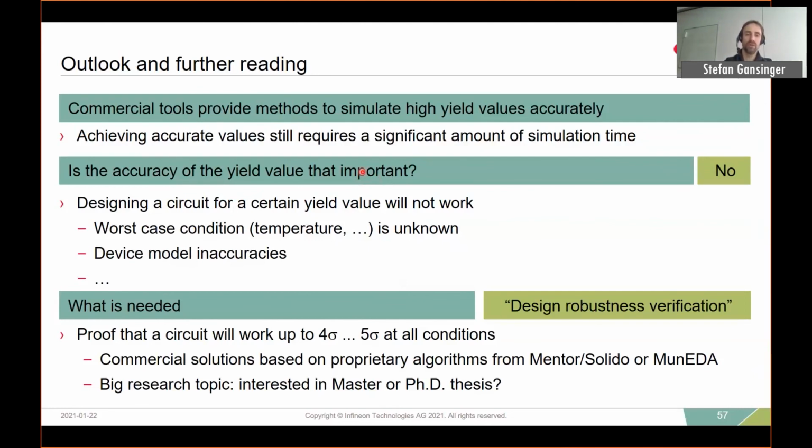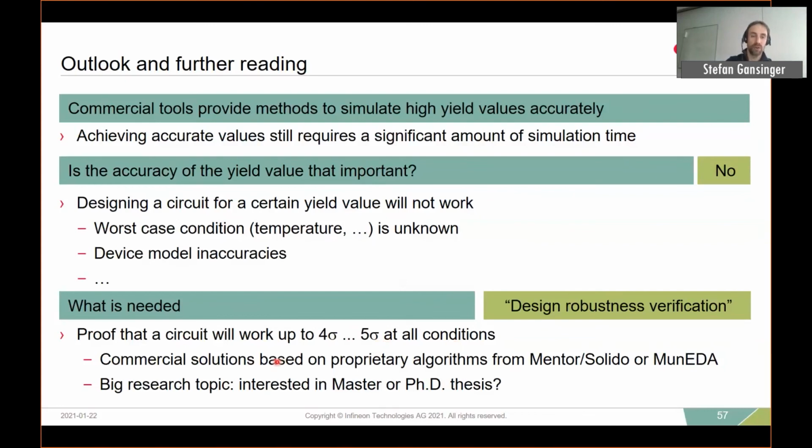What we want is to prove that our circuit will work up to 4, better 5 sigma, but 6 sigma is maybe a little bit too much, at all given conditions. So at all temperatures, all supply voltages, and all bias conditions, for instance.